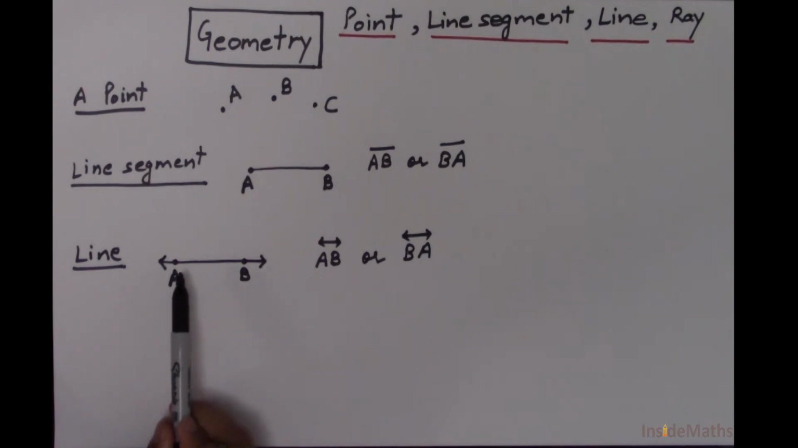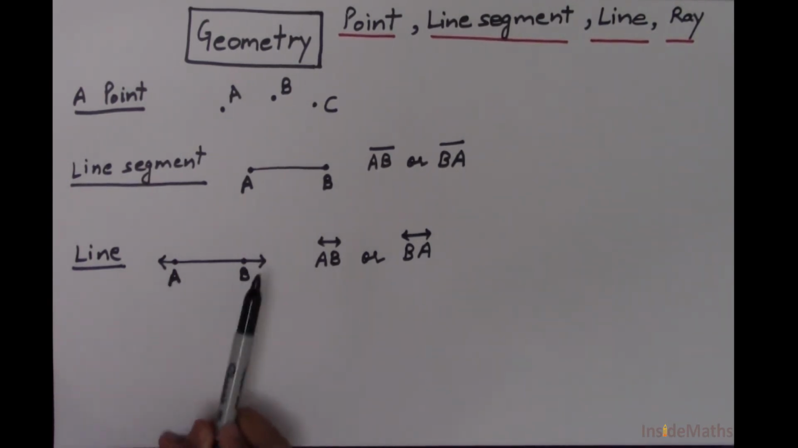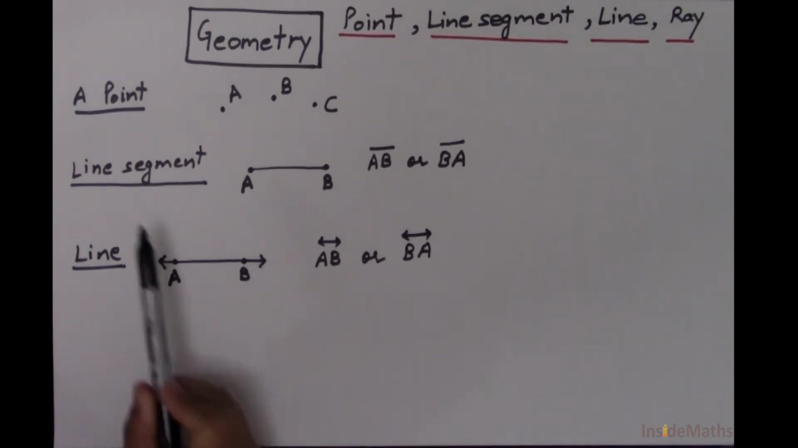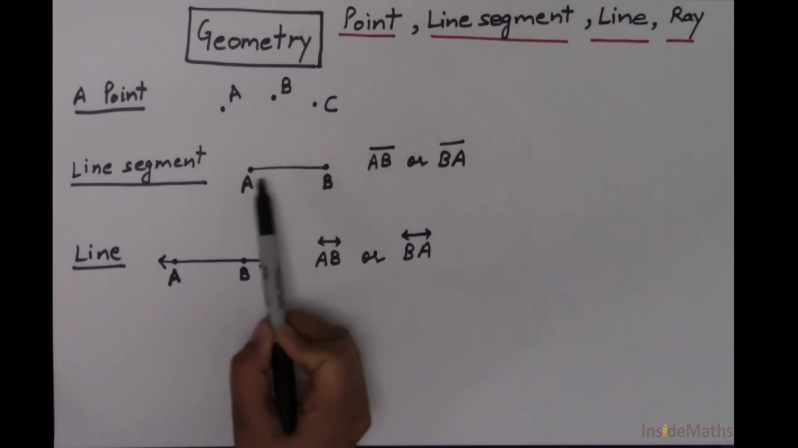So a line is extended infinitely far. A line does not have any fixed length. It is extended infinitely far in both directions, but a line segment has a fixed length.